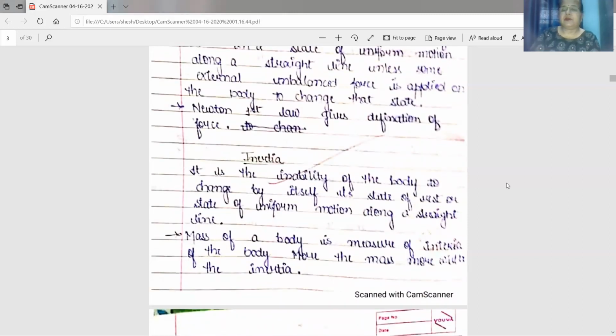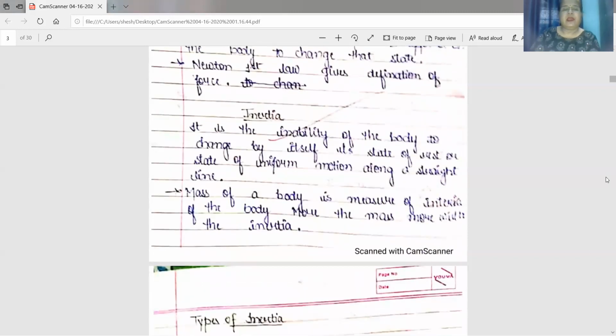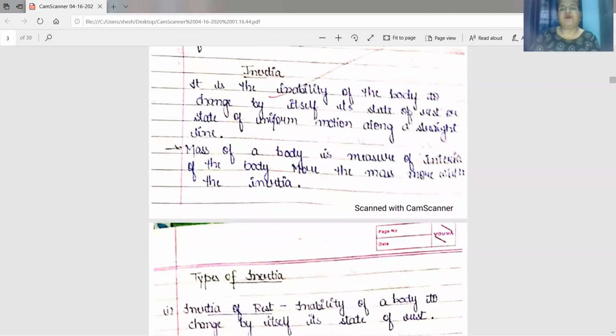Now next word, that is inertia. What is this inertia? Inertia is the inability of a body to change by itself its state of rest or its state of uniform motion. You can say state of motion along a straight line. And mass of a body is the measure of inertia. More the mass, more will be the inertia.